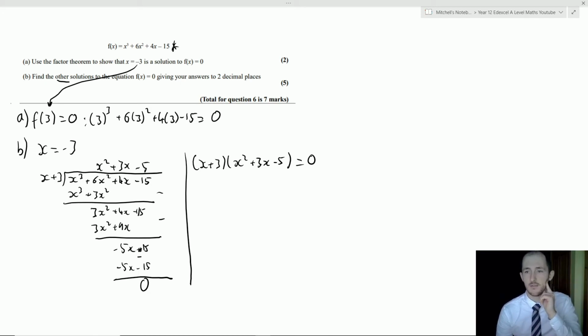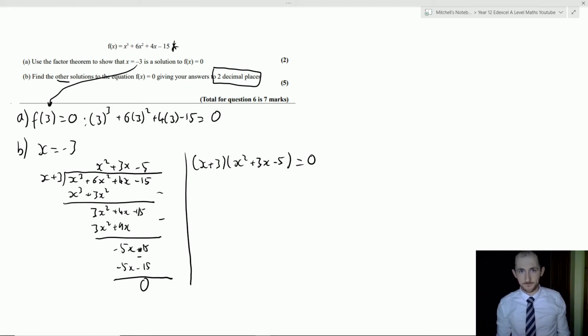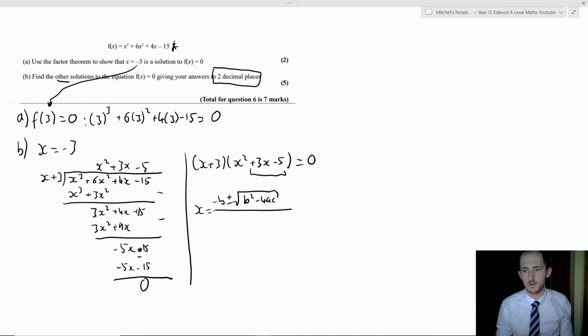Now again, remember the hint they gave us. We want answers to 2 decimal places, right? If I look at this, are there any numbers I can think of that times to minus 5 and add to 3? No, because they're long decimals. So once again, we're going to be using the quadratic formula to answer this. A equals 1, B equals 3, C equals minus 5.